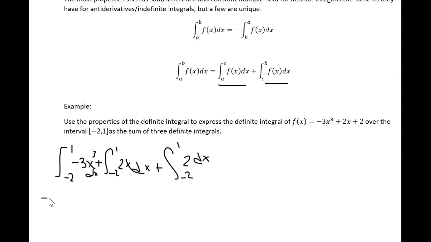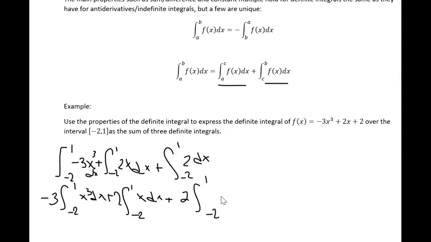Well, using the constant multiple, I can actually pull this -3 out front. X dx, so x cubed. And then I can pull out this 2. And I can pull out this 2 as well. -2 to 1 dx, and then I could evaluate my integration from here.